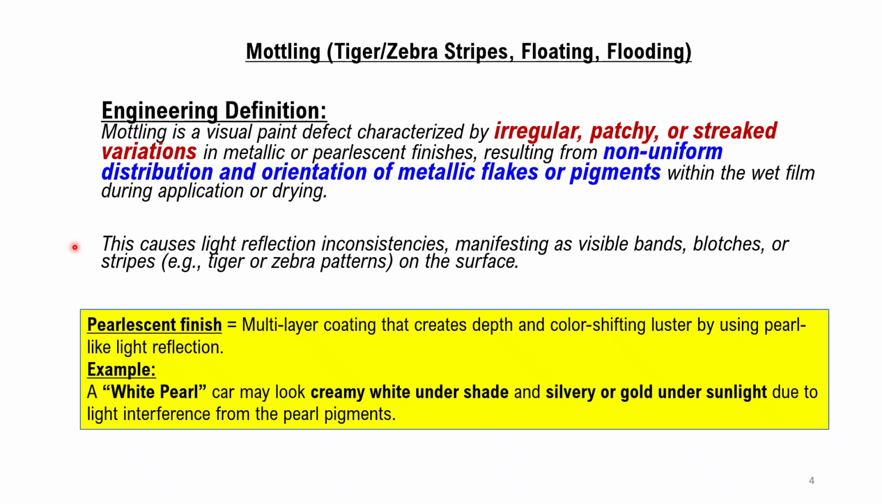This causes slight reflection inconsistencies, manifesting as visible bands, blotches, or stripes, like a tiger or zebra pattern on the surface.